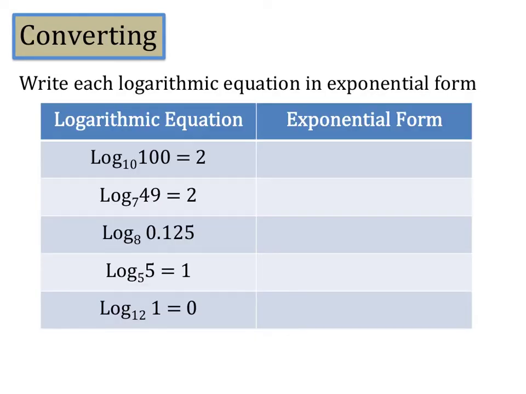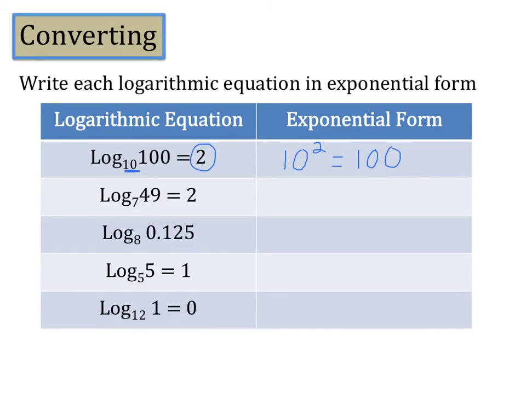We've studied how to go from exponential form to logarithmic form. Now let's study how to go from logarithmic to exponential. So in this first example we have log base 10 of 100 equals 2. Well, we know that this number here, 10, is going to be the base of our exponential form equation. The right side here is our exponent value, which is 2. And we know 10 squared equals 100.